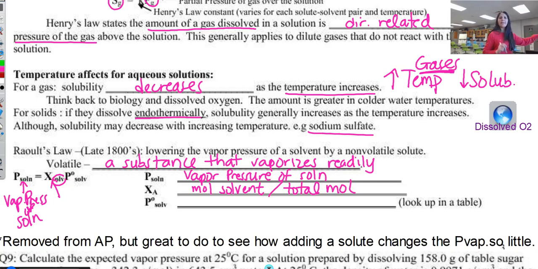And then we've got the P, and it's got that little zero. What that means is it's the standard vapor pressure of just the solvent, okay? So this is the vapor pressure, under standard conditions, of only the solvent, the solvent by itself. So this is of the solution when you have them both together, and this is of the solvent, okay? Well, the cool thing is that it doesn't really change by much, okay? And so that's why they got rid of this equation from the AP, but again, they want you to understand it conceptually.